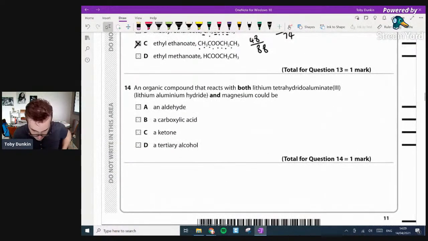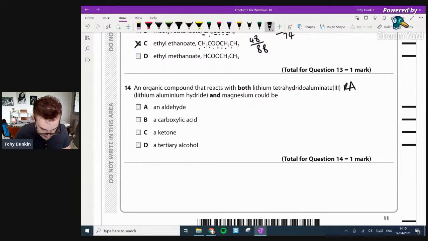An organic compound that reacts with both lithium tetrahydroaluminate, so this is a reducing agent, yeah, and magnesium. Magnesium is usually, well, you can use it for a test for an acid, I guess, but it certainly wouldn't react with an aldehyde.